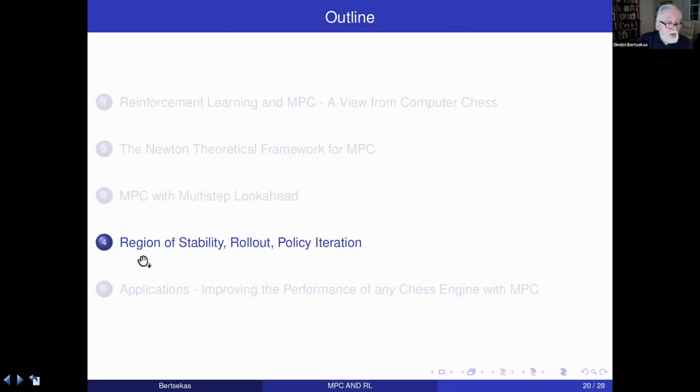So now let me go into issues of stability. The region of stability and also the rollout and policy iteration algorithms.